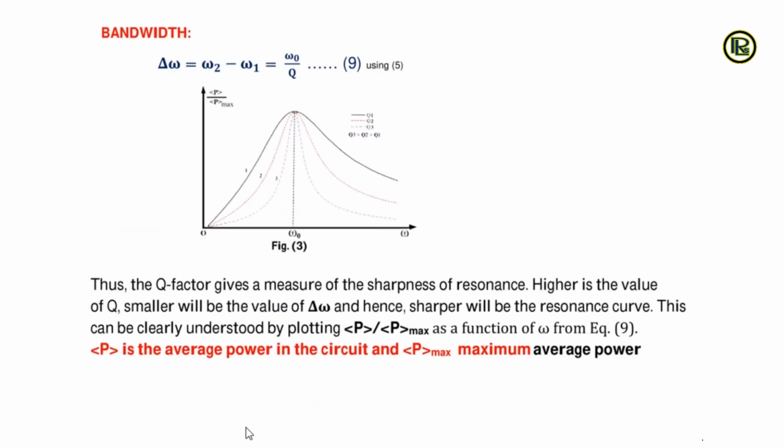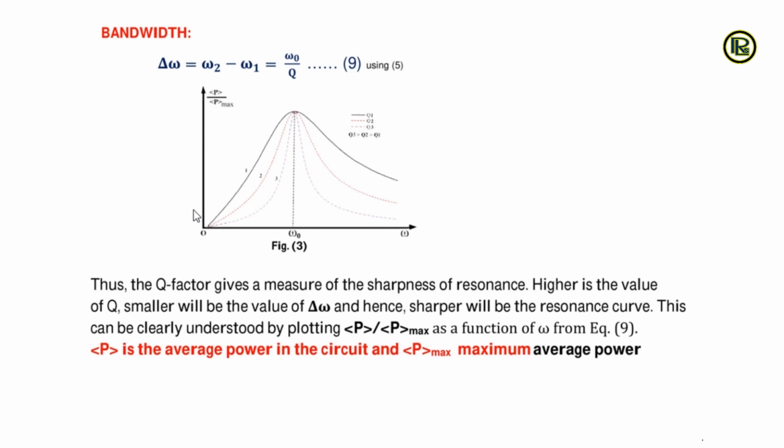Now I come to the next point, that is the bandwidth. Bandwidth is defined as delta omega, which is the difference of the half power frequencies, omega 2 minus omega 1, which is equal to omega 0 upon Q. If we use equation 5, this can be derived easily. Thus, the Q factor gives a measure of the sharpness of resonance.